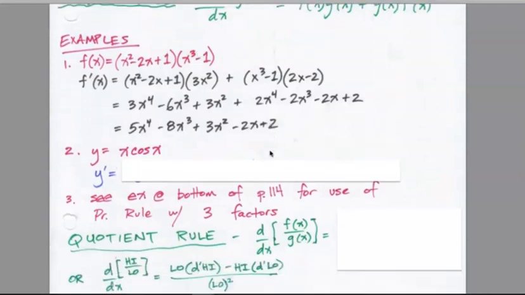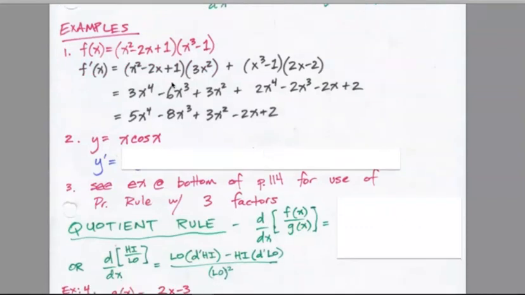Okay, so for something like this, there's not 2 different ways to do it. Up here in example 1, you could distribute first and then differentiate, or differentiate with the product rule and then distribute and combine like terms. Down here, for this one, there's not 2 ways to do it. You have to use the product rule.